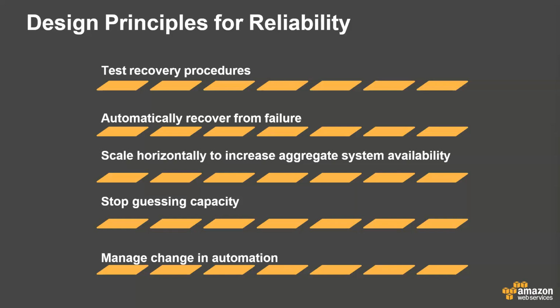Then again, stop guessing capacity. We talked about this. You need to allocate enough capacity to your application. Finally, we have manage change in automation. Again, automation comes in handy. Make sure you're using CI/CD tools. You're using scripting tools to do your automation. Very, very important.